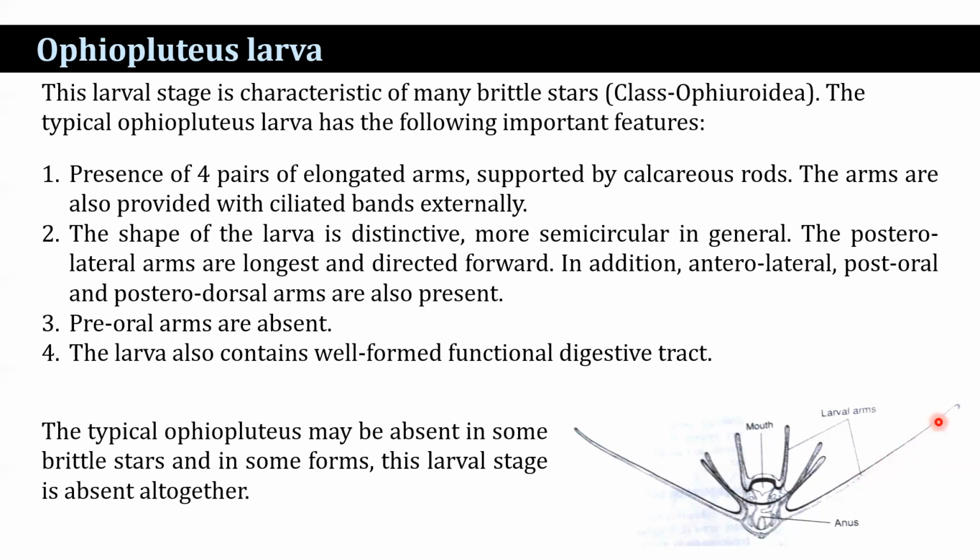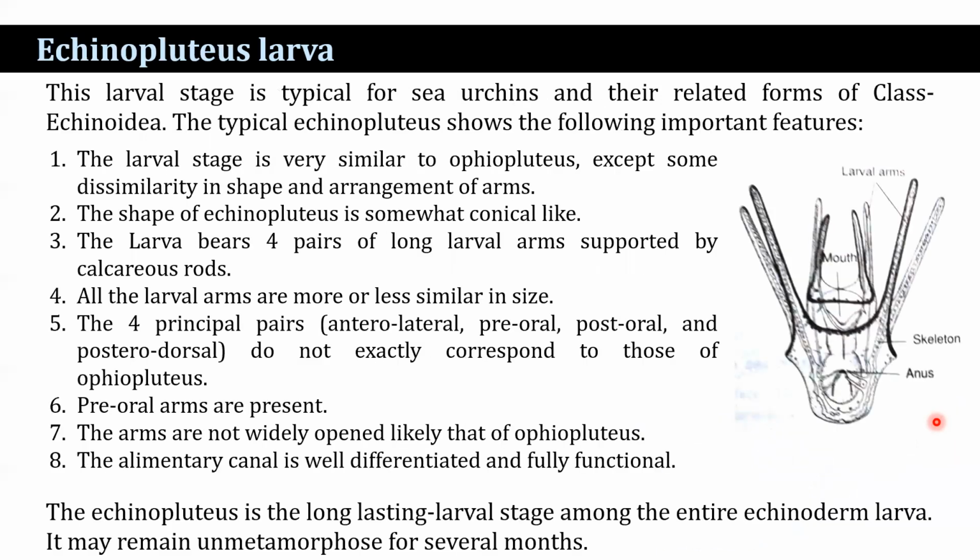And they are directed forward. In addition, anterolateral, postoral, and posterior dorsal arms are also present, but their size is small in comparison to the posterolateral arms, which are the longest. Pre-oral arms are absent. That is important. Pre-oral arms are absent in Ophiopluteus; they are present in Echinopluteus. The larva also contains a well-formed functional digestive tract. The typical Ophiopluteus may be absent in some brittle stars, and in some forms this larval stage is absent altogether. Now, next, Echinopluteus. This larval stage is typical for sea urchin.